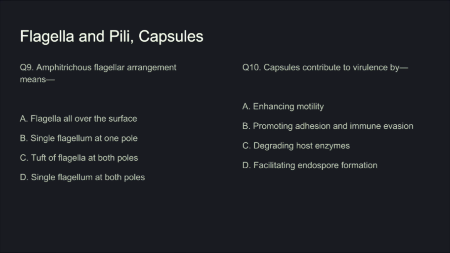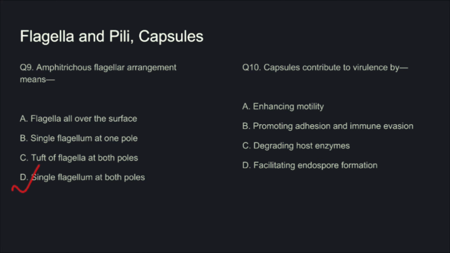Question 9. The amphitrichous flagellar arrangement means. Options are A. Flagella all over the surface, B. Single flagellum at one pole, C. Tuft of flagella at both poles, D. Single flagellum at both poles. The correct answer for this question is option D. Single flagellum at both poles.